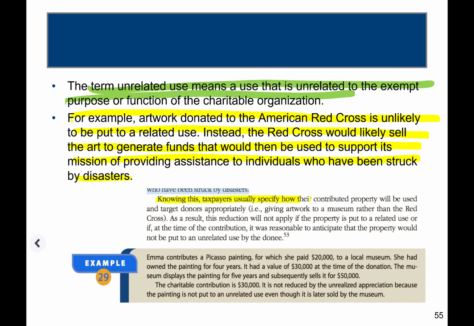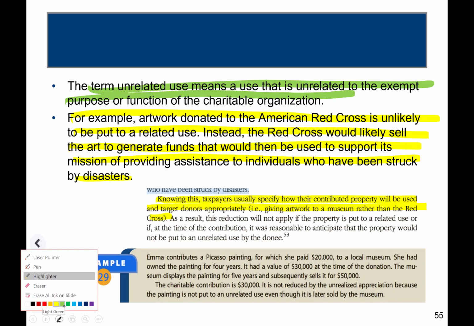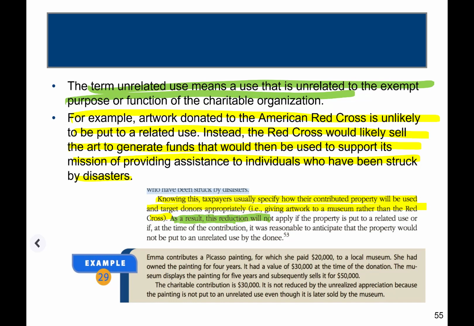Okay, so knowing this, taxpayers usually contribute property that will be used in related use, in other words, now giving artwork to a museum rather than Red Cross. As a result, the deduction will apply. Give a painting to the museum, that's great. Give, I don't know, hospital supplies to the Red Cross, whatever, that will allow you to take the fair market value. As a result, this deduction will apply even if it's not put to related use. In other words, the entity turns around and still goes ahead and sells it anyway.